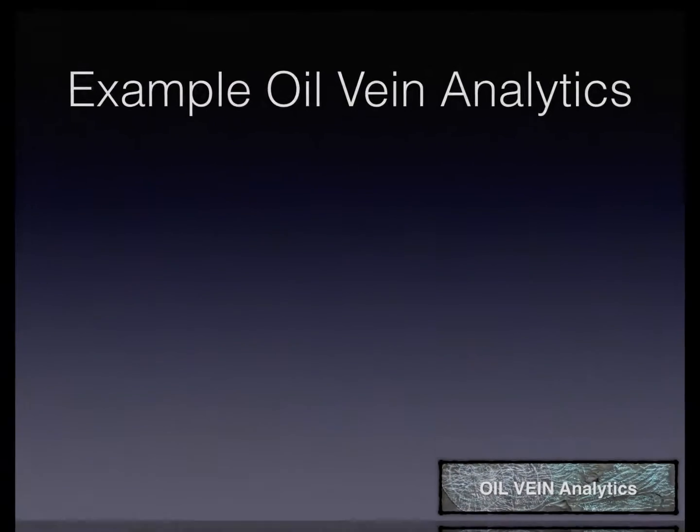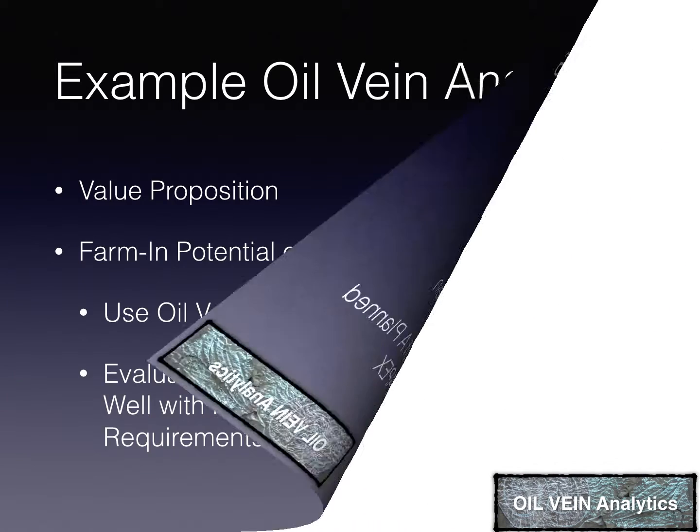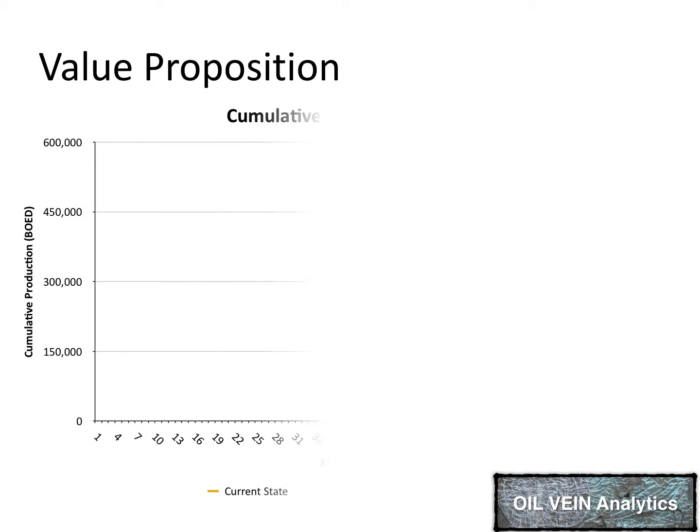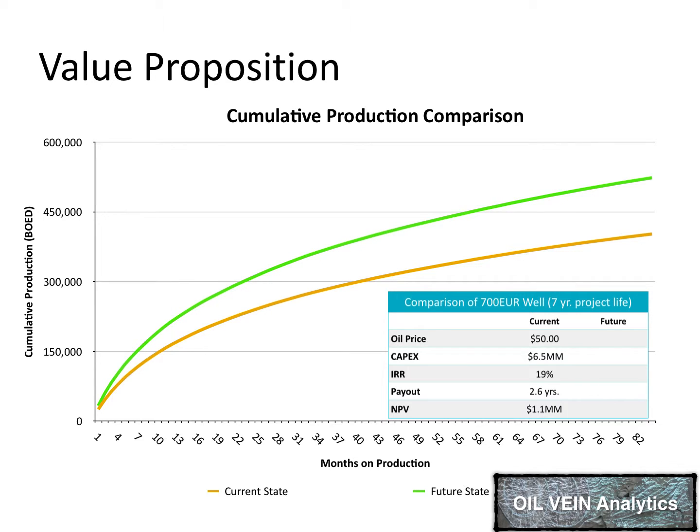So back to our oil vein analytics and our value proposition. Well, we've analyzed the oil vein. We've evaluated what we can get out of it. We call it our future state analysis. Take a look at where they are and where they could be when we go out there and drill a sample well. So here's our cumulative production comparison against a 700 EUR well. See the numbers here. Here's their line. Well, with what we can do by getting over 9,000 feet in the vein and averaging over 28 stages, that's our curve.